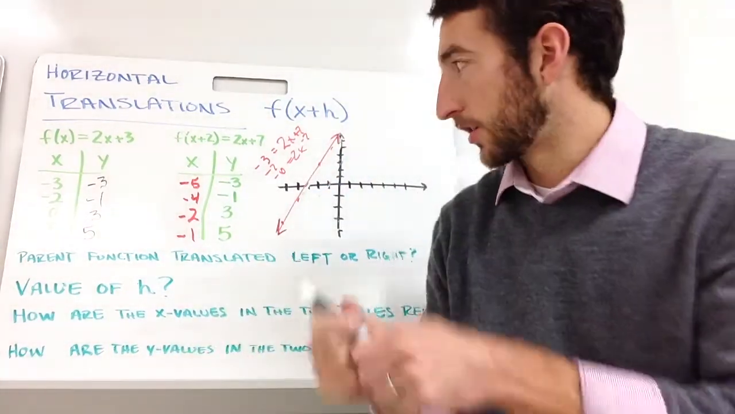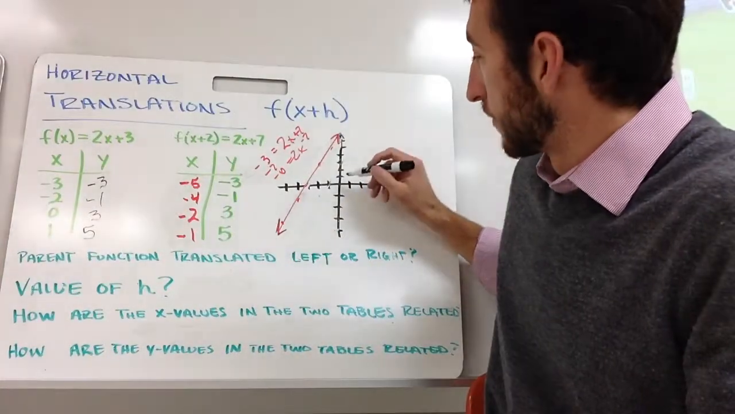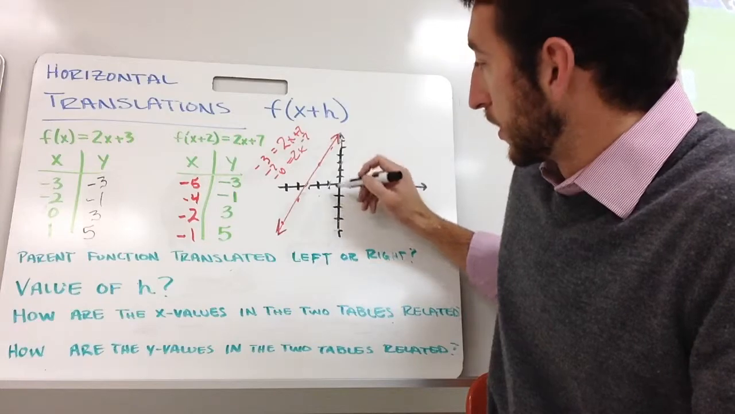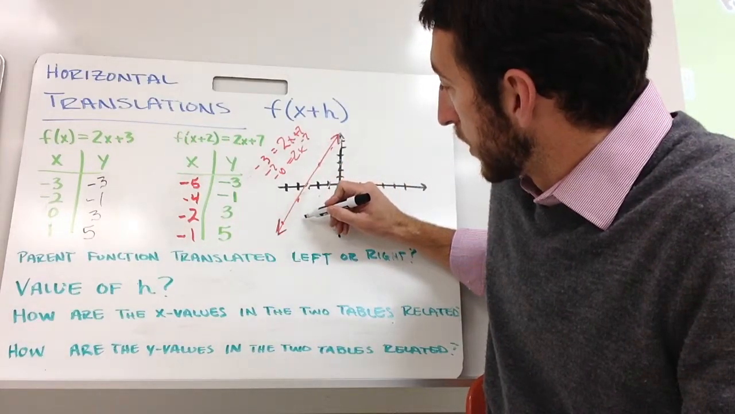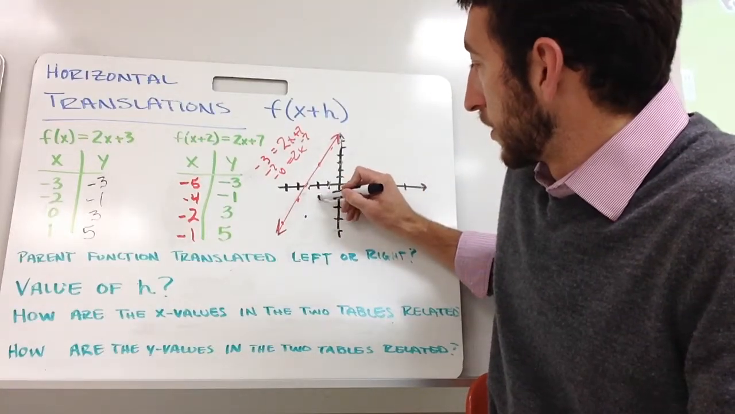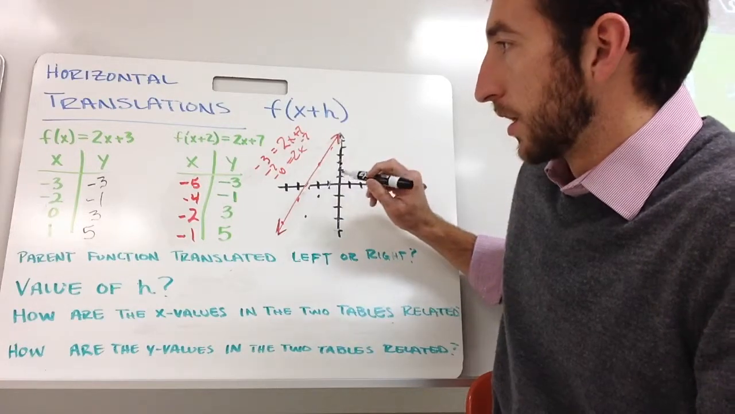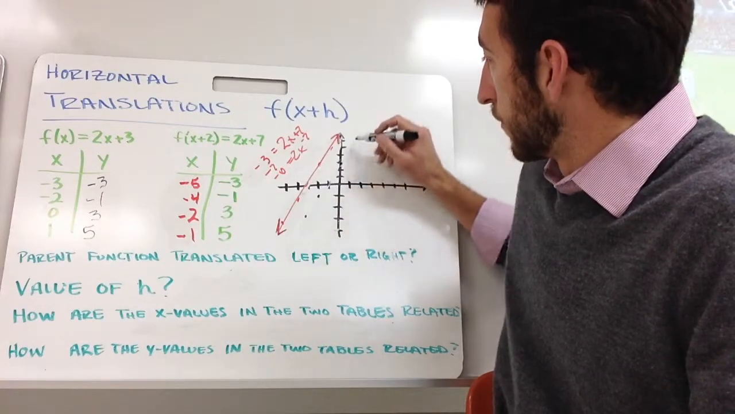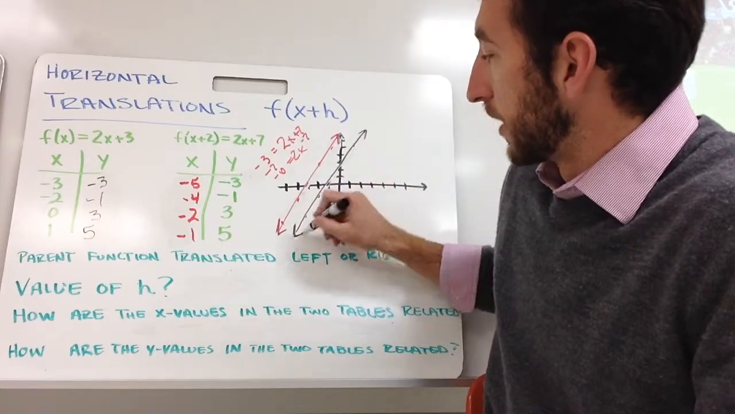Go back to my other color here. I'm going to graph this one now. So that is -3, -3, which is about right there. -2, -1, about right there. 0, 3, and 1, 5. So that is my graph there.